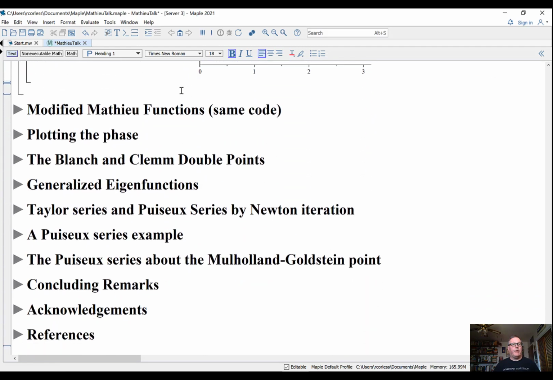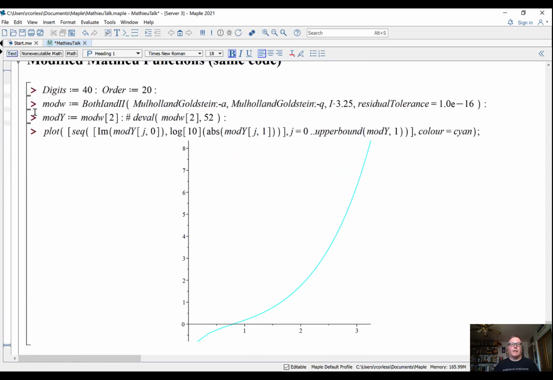Let's have a look at modified Mathieu equations with the same code. So just to show you that we can do things at higher accuracy, I take 40 digits and I take 20th order. That's actually a 40th order method because I do series expansion at each point of order 20, and then I combine them to go over the steps. So I'm using a very, very high order method, and I integrate from 0 up to 3.25 times i.